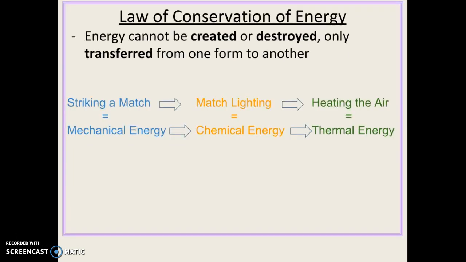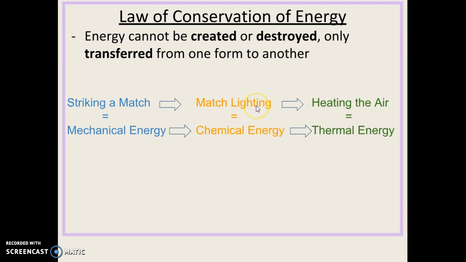So let's talk about the law of conservation of energy. Energy cannot be created or destroyed, simply changed from one form to another. So here's a perfect example. When you strike a match, you're using mechanical energy because there's movement. That match then combusts and it catches on fire. That's a chemical reaction. You're breaking bonds and it's releasing energy through those bonds. So you're taking mechanical energy, the energy of movement, and you turned it into chemical energy, or a chemical reaction.